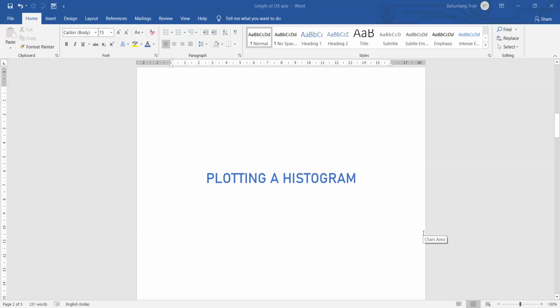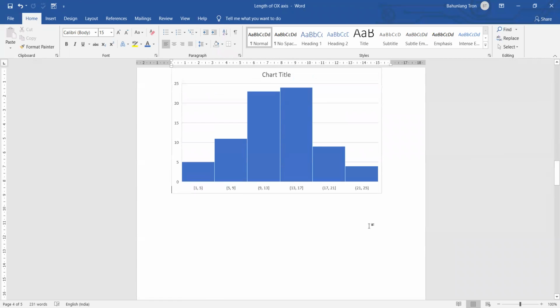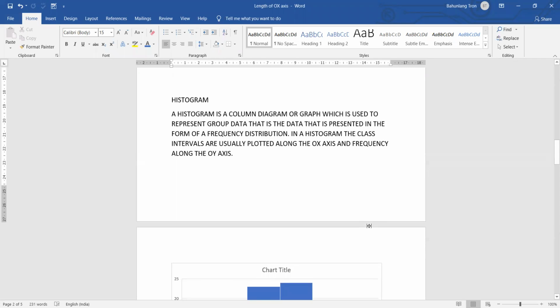Hello students, in this video, I'm going to show and explain how to plot a histogram. But before we look into the steps of plotting a histogram, let us first know what a histogram is. From the slide here, you can see that a histogram is a column diagram or graph which is used to represent group data that is presented in the form of a frequency distribution.